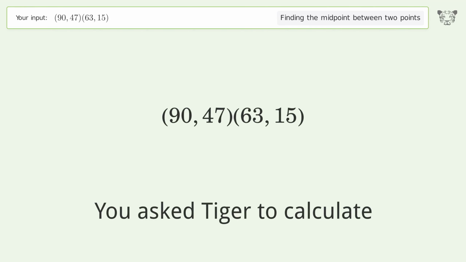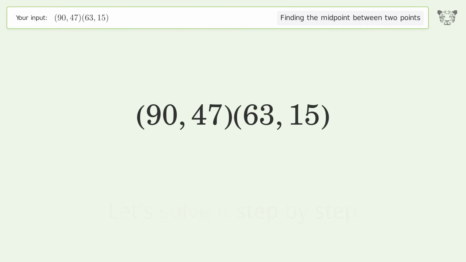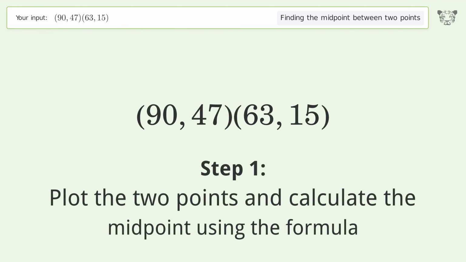You ask Tiger to calculate. This deals with finding the midpoint between 2 points. The midpoint between the 2 points is (76.5, 31). Let's solve it step by step. Plot the 2 points and calculate the midpoint using the formula.